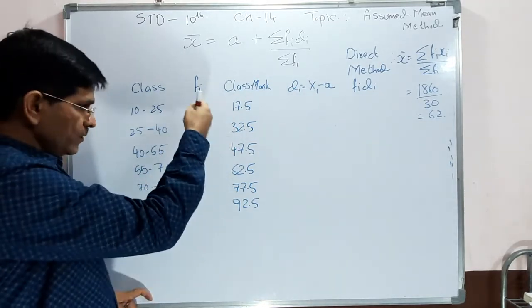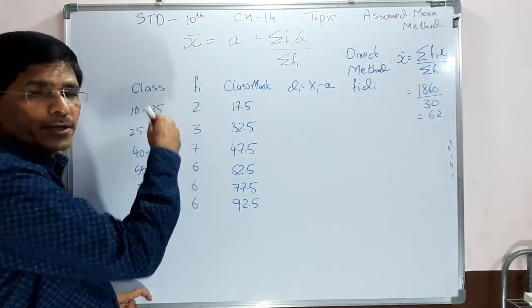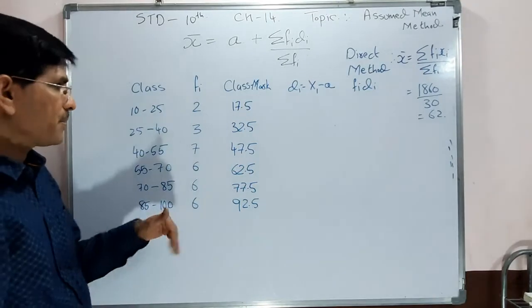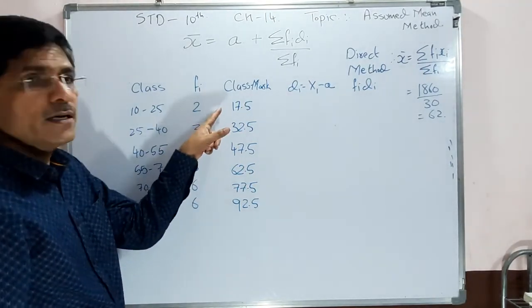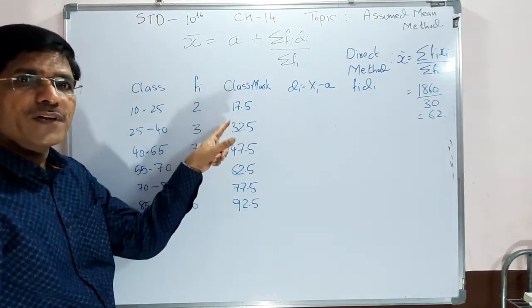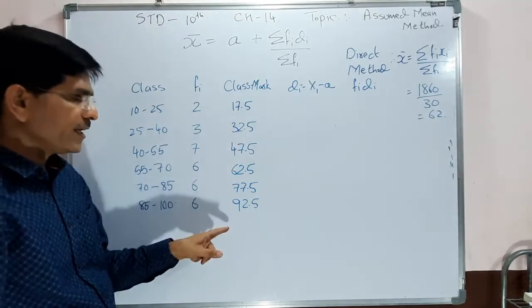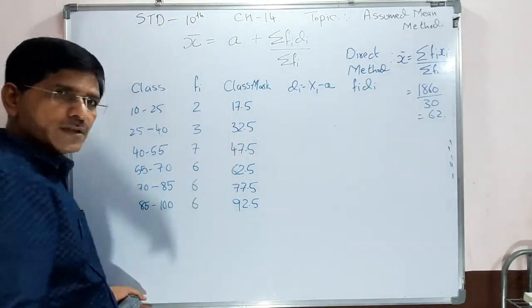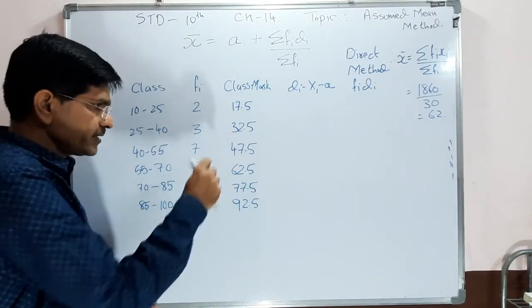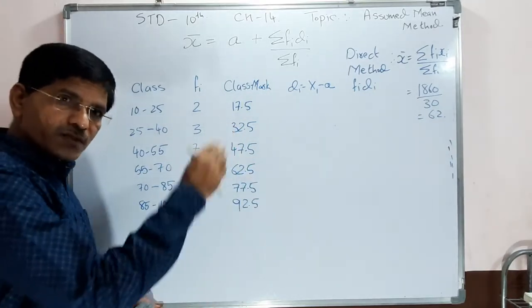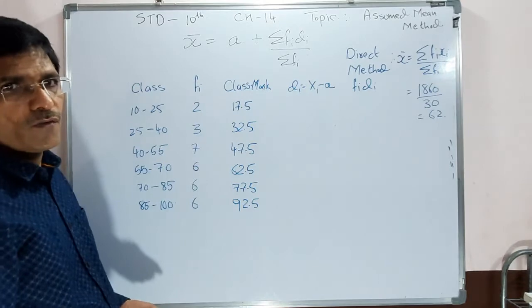Now we cannot continue like that because we are wasting our time in the exam. So how can we go further? See the difference: 17.5, 32.5, the difference is 15. So every time add 15. 32.5 plus 15 is 47.5, again plus 15 is 62.5, again plus 15 is 77.5, again plus 15 is 92.5.